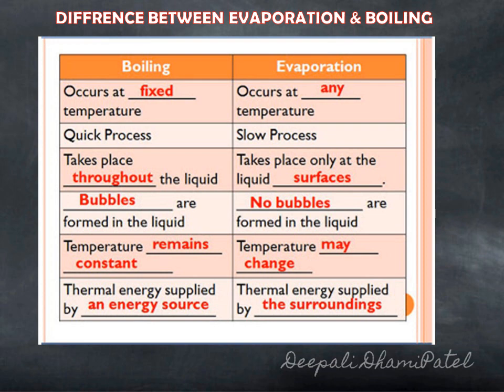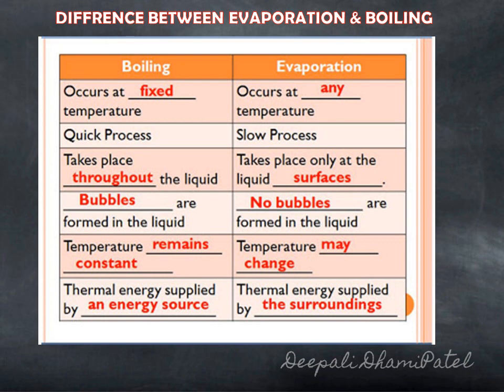Boiling occurs at fixed temperature. Evaporation can occur at any temperature. Boiling is a quick process, evaporation is a slow process. Boiling takes place throughout the liquid, whereas evaporation takes place only at the surface. Bubbles are formed in the liquid in boiling, no bubbles are formed in evaporation.